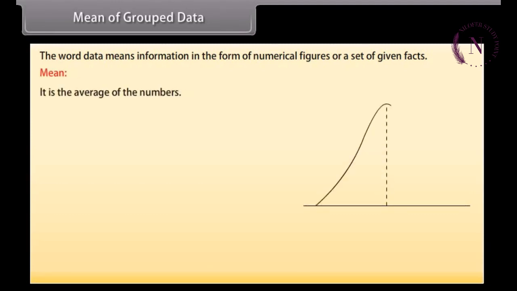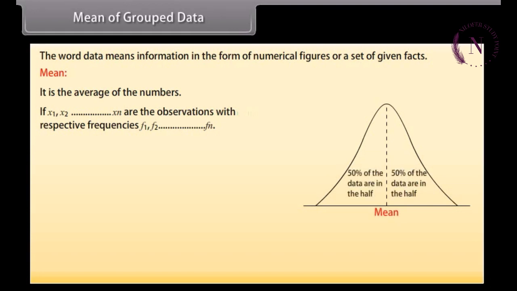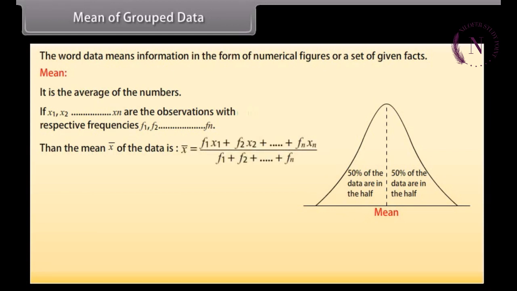Mean of grouped data. The word data means information in the form of numerical figures or a set of given facts. Mean is the average of the numbers. If x1, x2, and so on till xn are the observations with respective frequencies f1, f2, and so on till fn, then the mean x bar of the data is x bar equals f1 x1 plus f2 x2 plus and so on till plus fn xn, divided by f1 plus f2 plus and so on till plus fn.